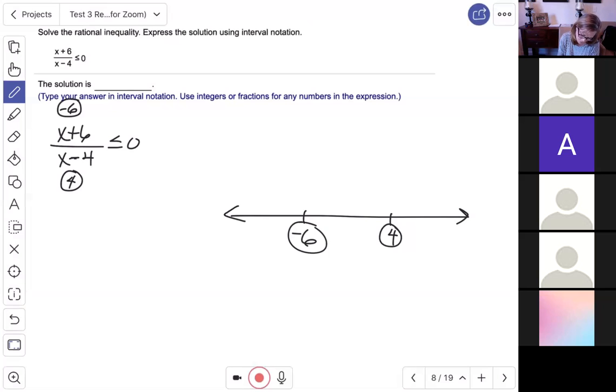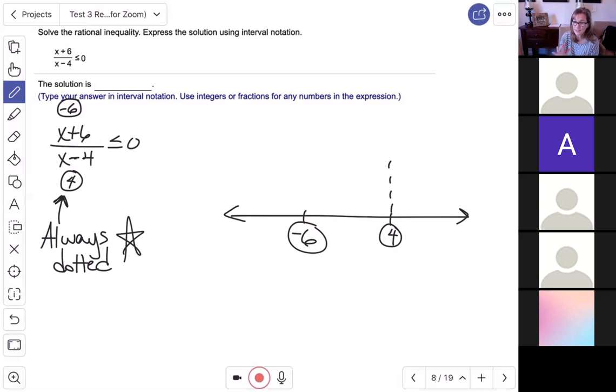So I'm looking for less than or equal to 0. So most people say, let's do straight lines. But the denominator, the one that makes the denominator 0, never, ever, ever is a straight line. It is always dotted. So if you are making notes to help you on your test, please put that down. Always dotted for the one that makes the denominator, okay? So my 4 is dotted.